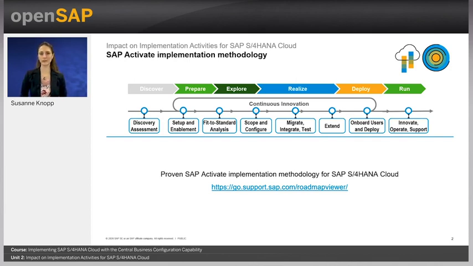Each of these phases is described in great detail in the SAP Activate Roadmap Viewer. In the SAP Activate Roadmap Viewer, you will find additional material, explanations, templates, and even videos that help you go through each of these phases. Why do I mention this? The SAP Activate Roadmap Viewer is available on the internet. The link is visible on this slide, and it will, of course, also reflect the changes that come with Central Business Configuration.